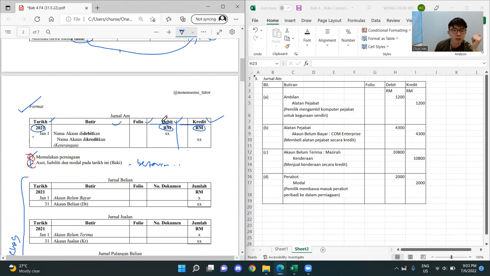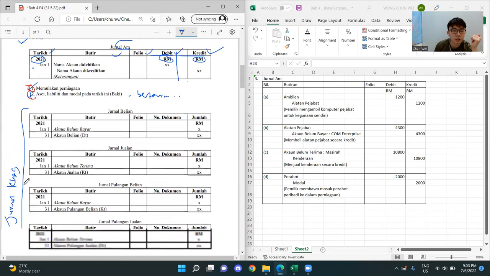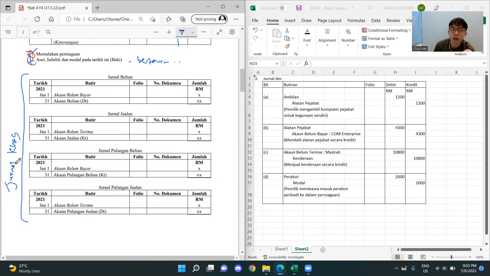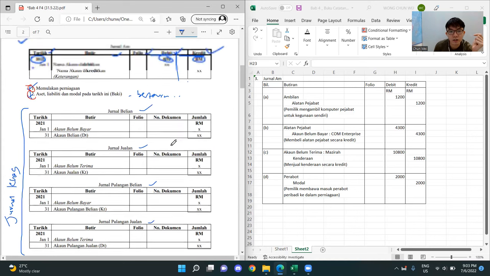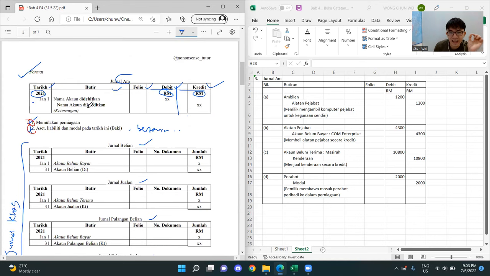Tadi what we learn is the jurnal am, and sekarang is the jurnal khas. Just that, kita tak ada jurnal khas punya format, all these are jurnal khas. So in jurnal khas, there is a jurnal jualan, jurnal belian, jurnal pulangan jualan and jurnal pulangan belian. And this is the format. So you can see it's actually slightly different. Okay, so tarikh sama, butir sama, folio sama. The only difference is instead of debit credit, they make it into jumlah.